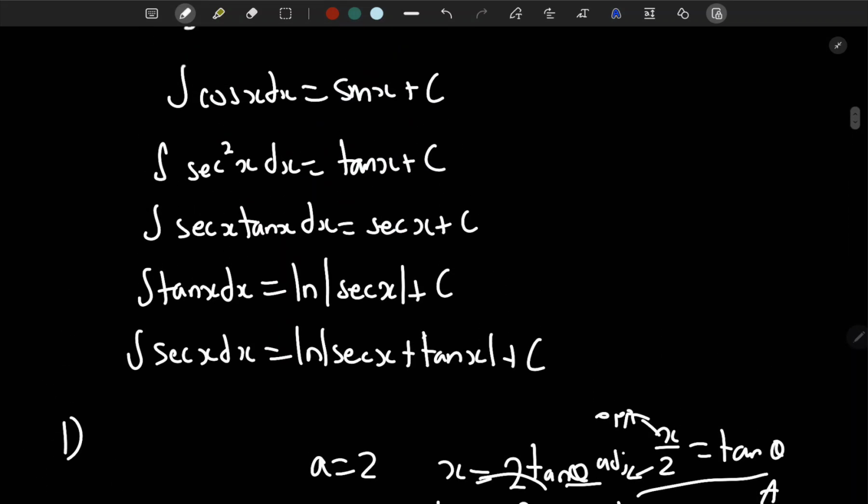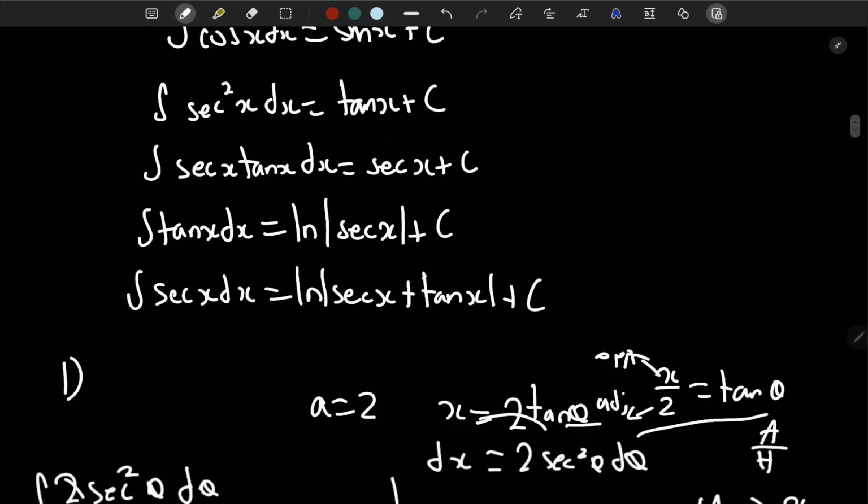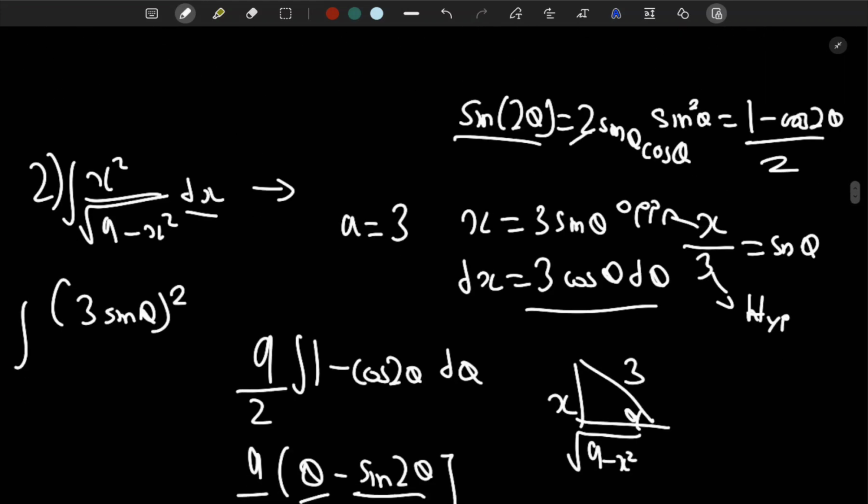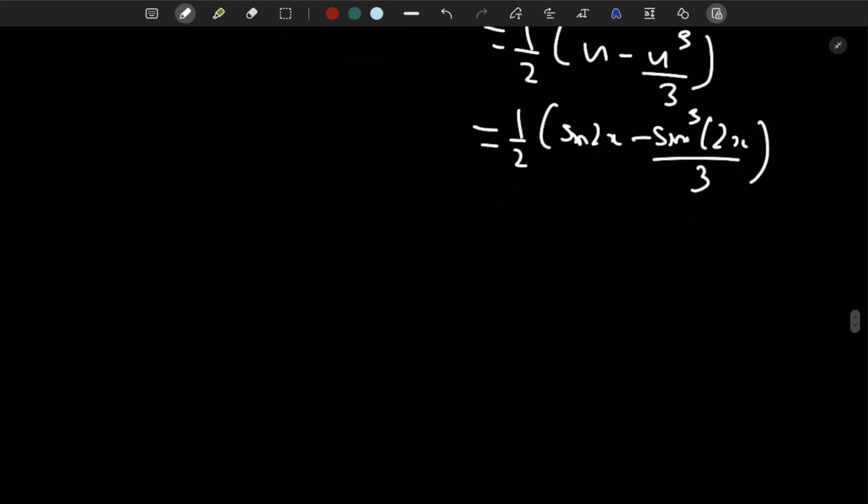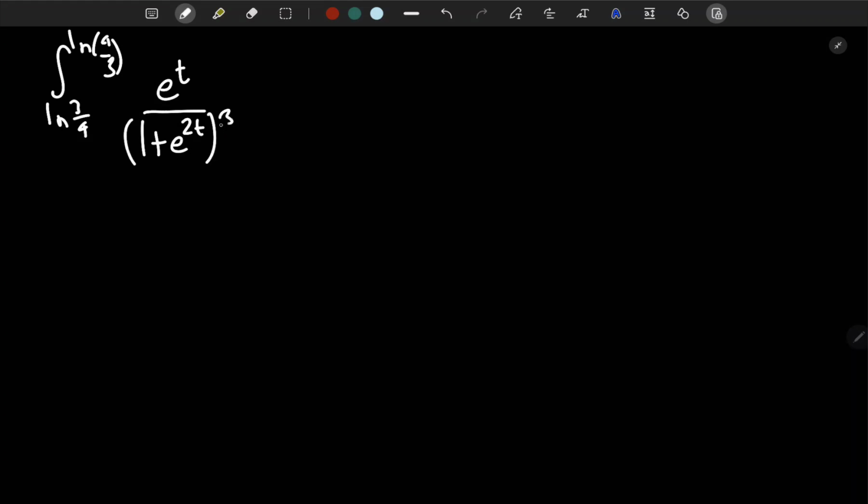Also, you need to remember these common integrals. This is the first example that we did, second, third. Now let's move on to our fourth. So the question is the integration from ln of 3 over 4 to ln of 4 over 3 of e to the power of t over 1 plus e to the power of 2t, all to the power of 3 over 2, dt.